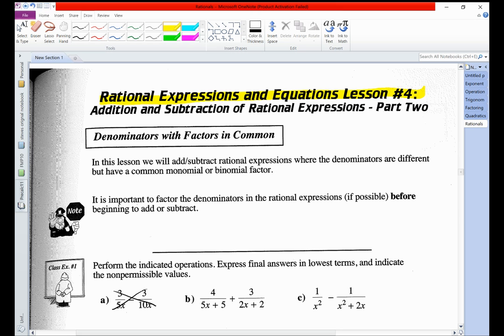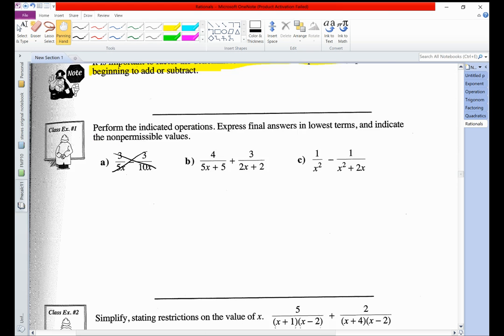So today we are looking at adding and subtracting still. This is part 2 of that lesson, but we are going to be looking at denominators with factors in common. The one thing that we need to look at that's new is that it's important to factor the denominators in the expression, if it's possible, before beginning to add or subtract. And I'll show you what I mean by that. So let's jump right into an example here.